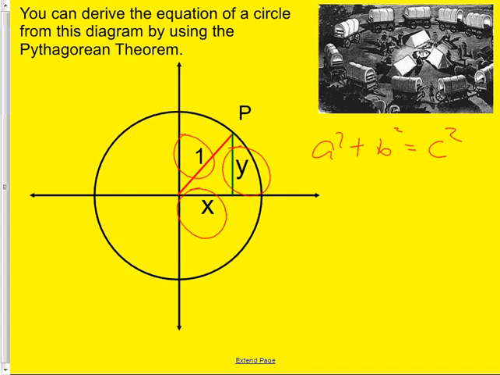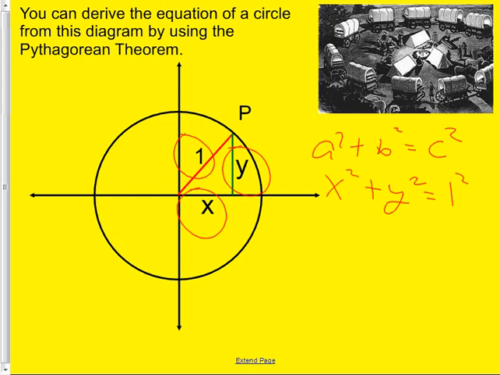Come on. X, keep going, squared plus y squared equals the radius squared, or in this case 1 squared. Very good. That's the equation for a circle. X squared plus y squared is equal to 1 squared.